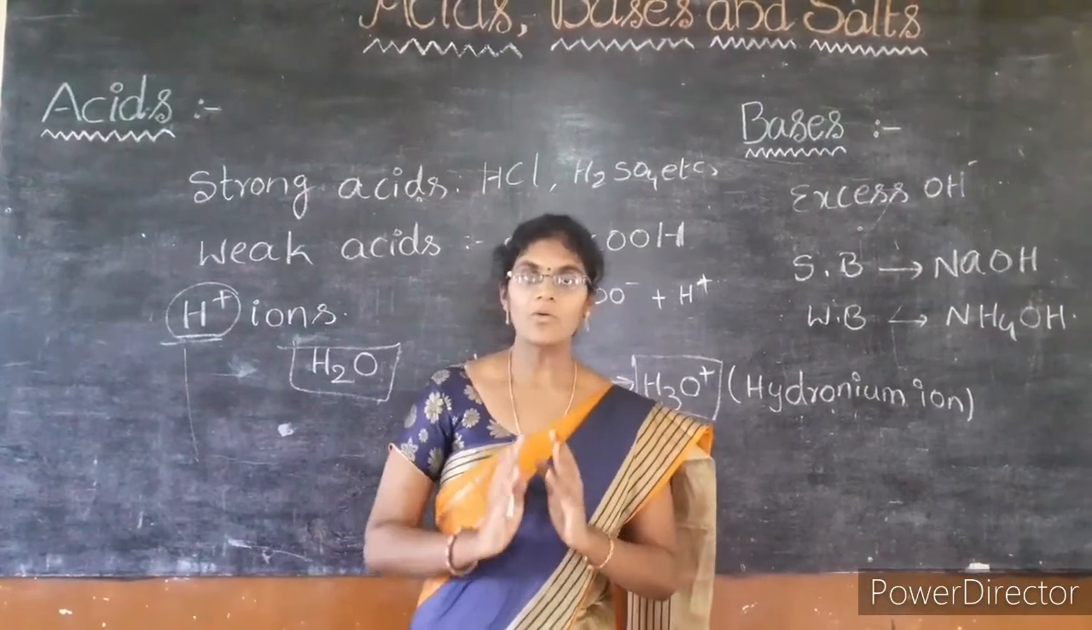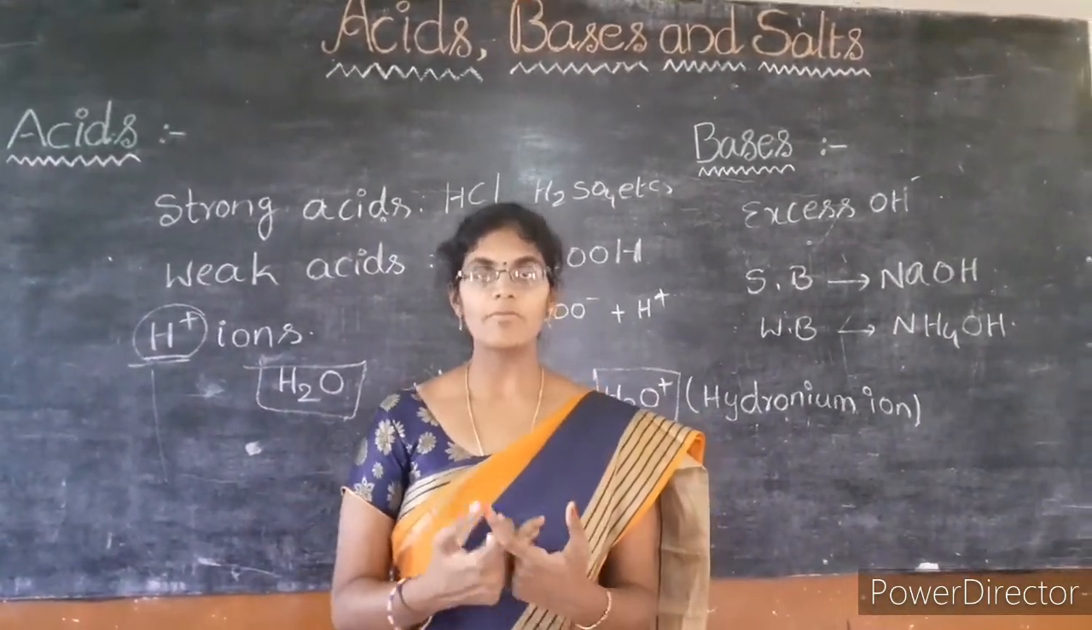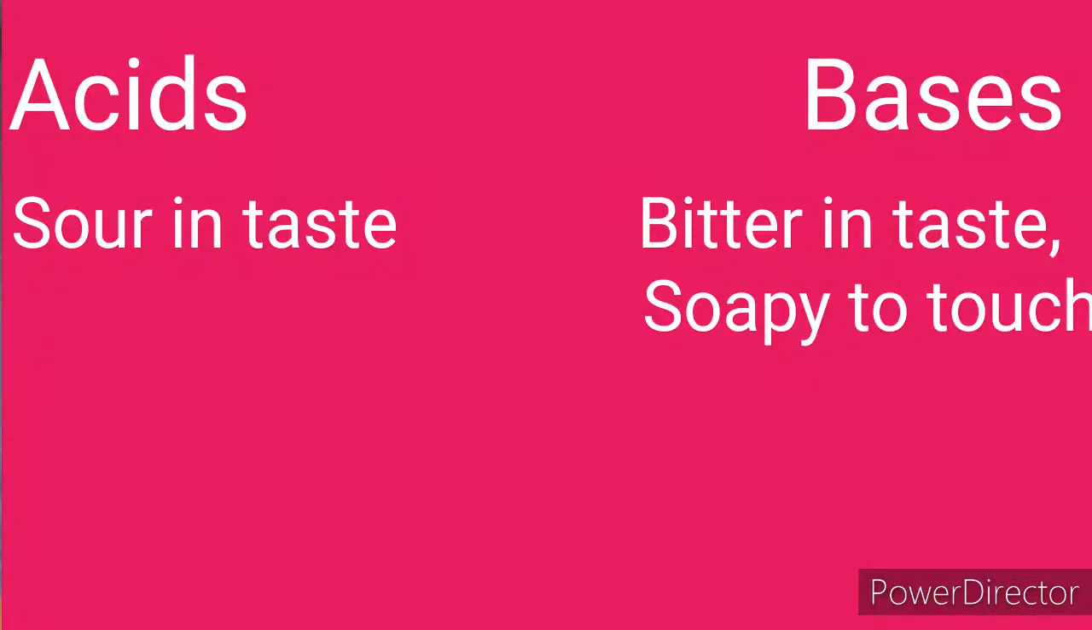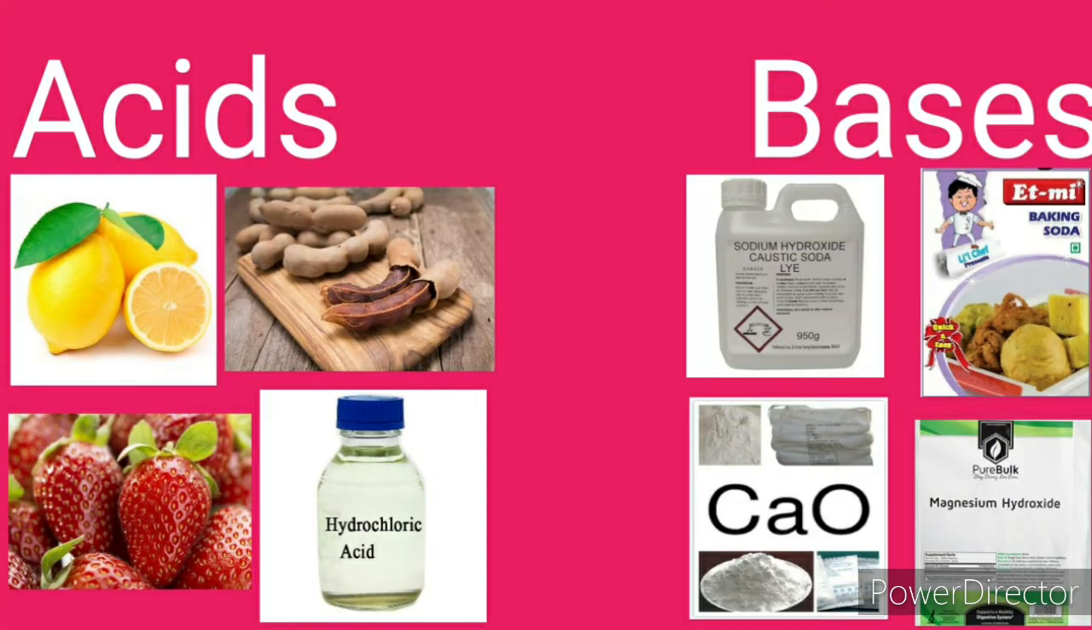Okay children, till now we discussed some of the properties of acids and bases. Let us recall them once again. Acids are sour in taste. Bases are bitter in taste and soapy to touch. Acids turn blue litmus red. Bases turn red litmus blue. Examples for acids are lemon, tamarind, strawberry, hydrochloric acid, sulfuric acid, etc. Examples for bases are sodium hydroxide, baking soda, lime and magnesium hydroxide.